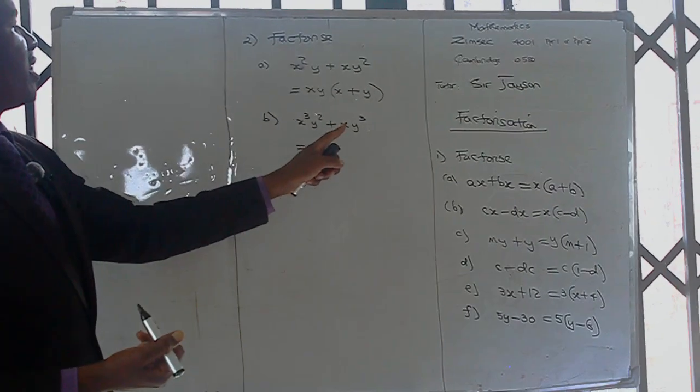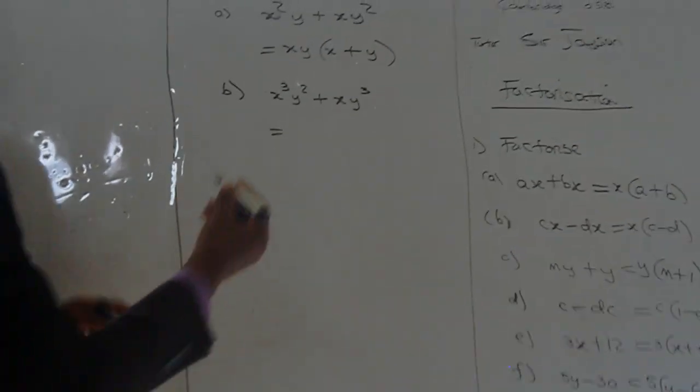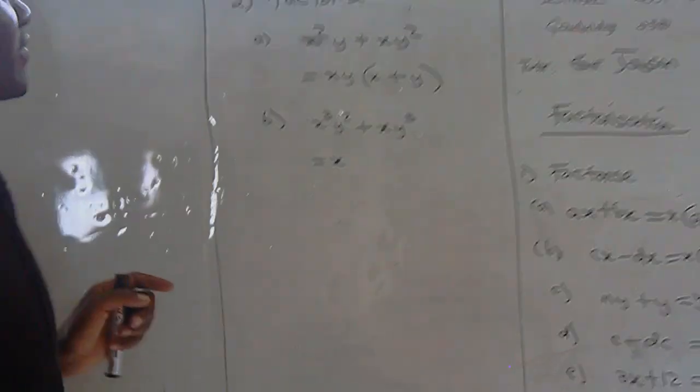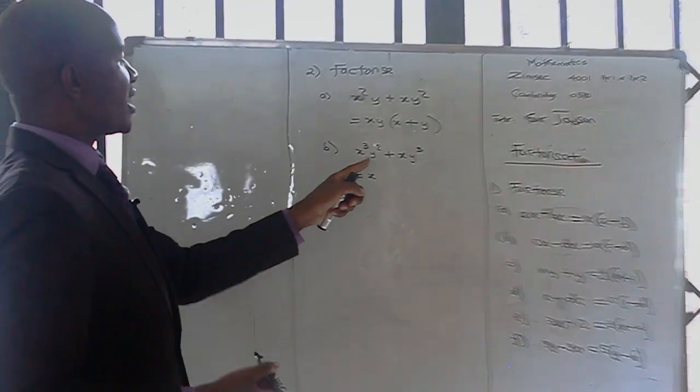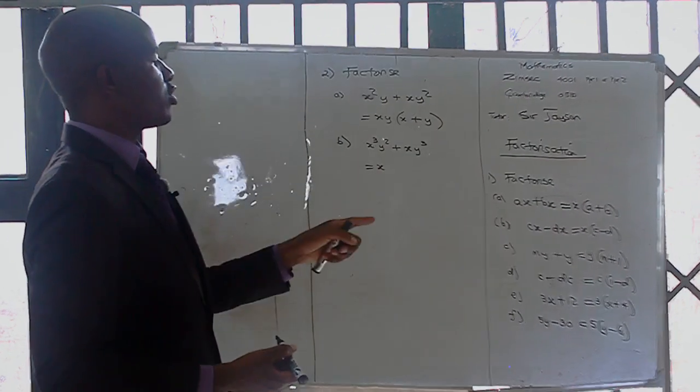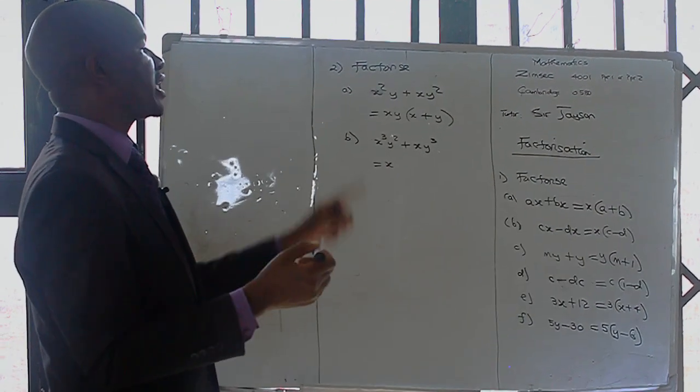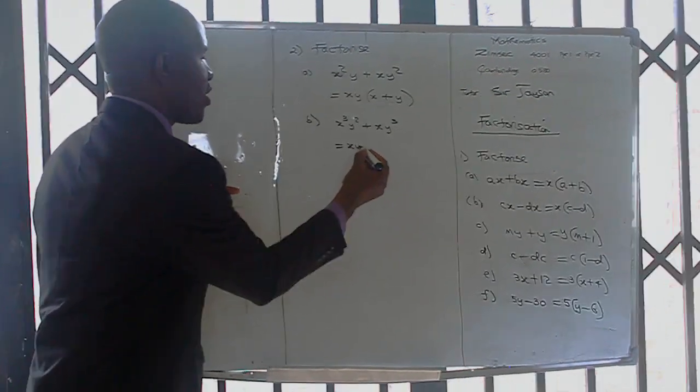X cubed and x, the smaller one is x. So let's factor out the x, right? Then what about y squared and y cubed? The smaller power is y squared. So factor out y squared.